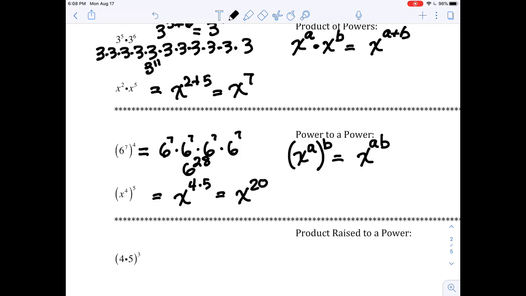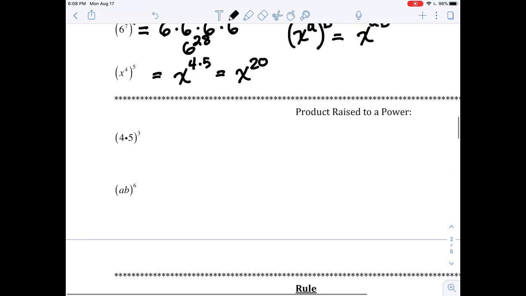And that gives us x to the 20th because we're going to multiply those. The next shortcut is called a product raised to a power. And so (4 times 5) to the 3rd. If we were to expand that, that would mean that this would be used as a factor 3 times. So that would be 4 times 5 times 4 times 5 times 4 times 5.